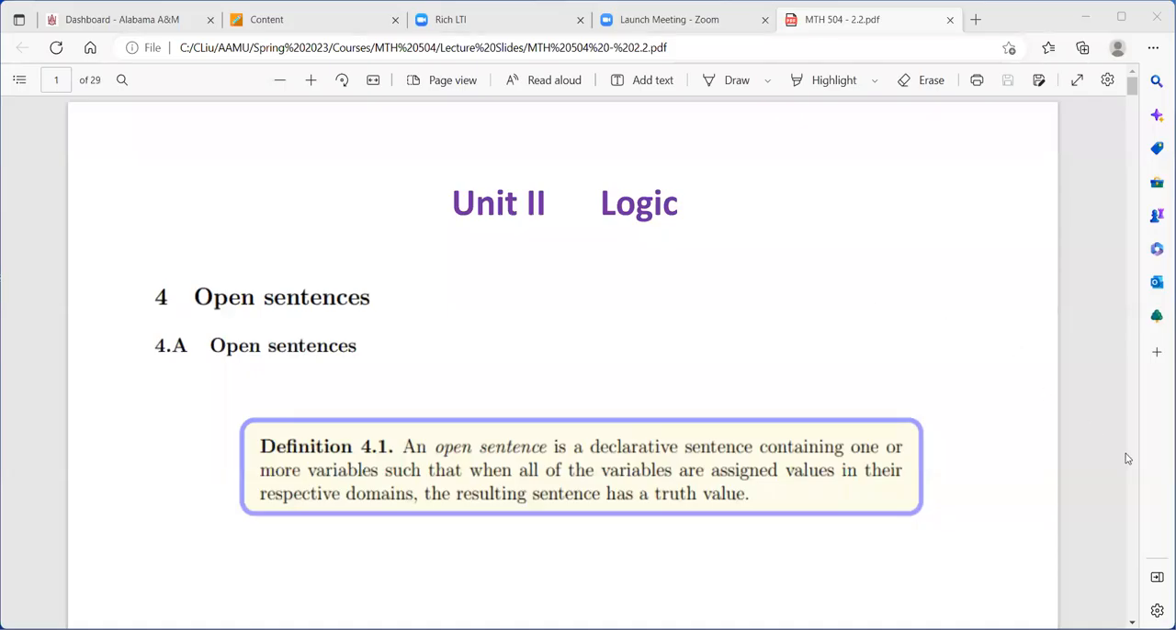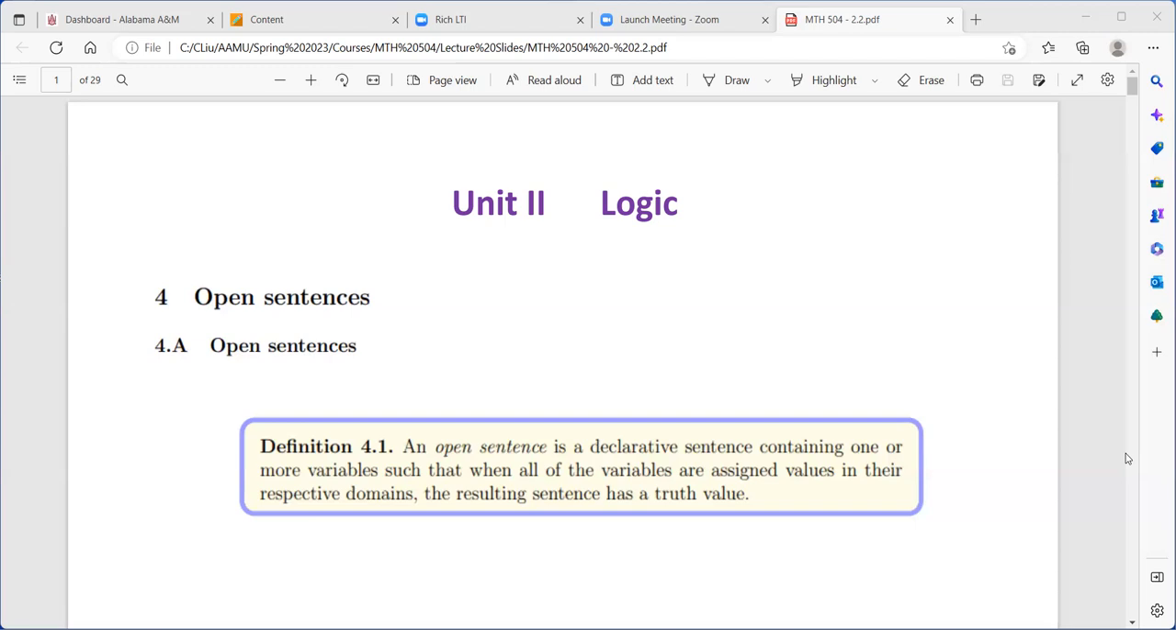Okay, so last time we just finished the section on statements. We talked about different aspects of statements, from the definition to compound statements. We talked about the contradiction and the tautology at the end of that section. In this section, we're going to talk about open sentences.